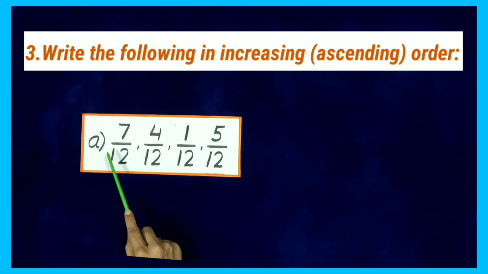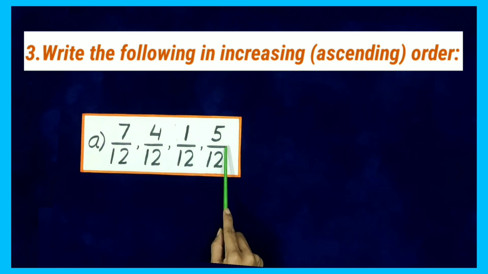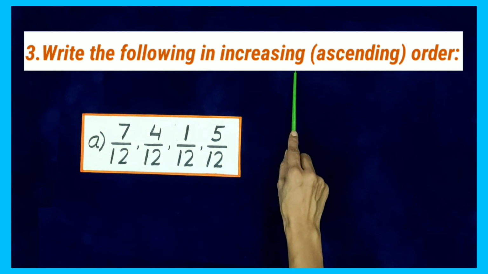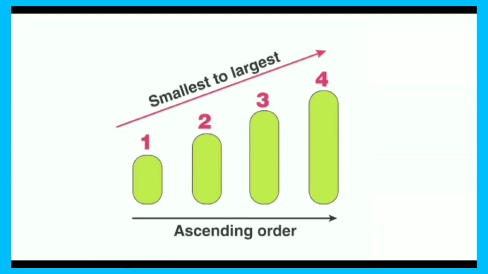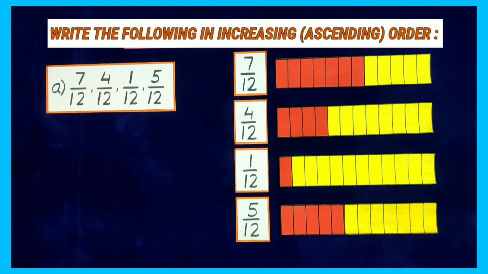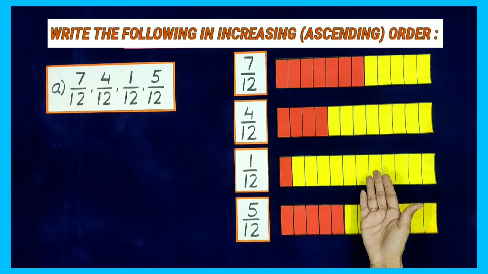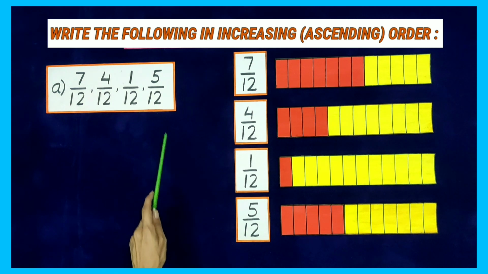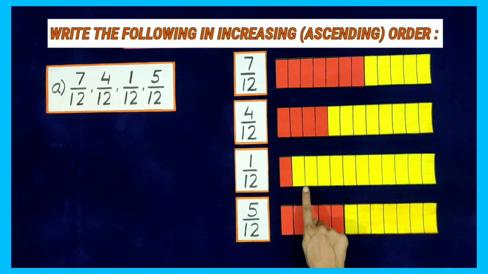Here we are given 4 fractions and all the fractions have the same denominator. We have to arrange them in ascending order. Ascending order is formed when the smallest is kept at first place and the largest at the last. Here we have expressed the fractions using paper strips. Since all the fractions have the denominator 12, we have divided these paper strips into 12 equal parts.